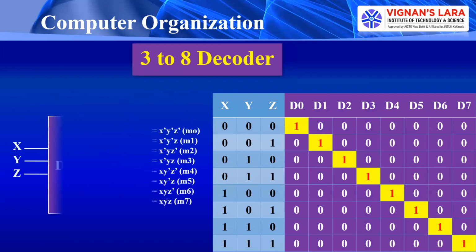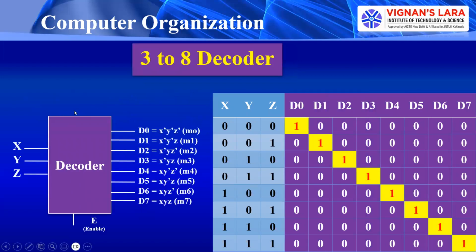So coming to its block diagram representation, this is my decoder with 3 inputs X, Y, Z and 8 outputs D0 to D7, with an enable input E. This enable input is active, and only then, based on the code present on XYZ, one of the outputs is selected. If the enable signal is not active, then the decoder is not active, and whatever the combination present, all your outputs are equal to 0.